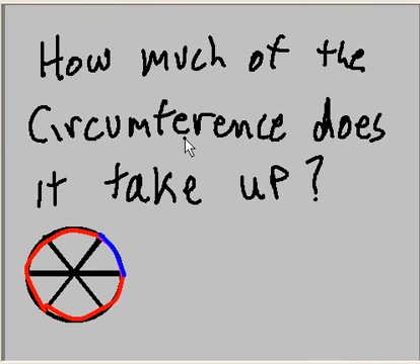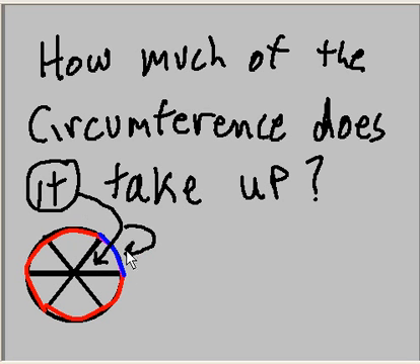How much of the circumference does it take up? The radian angle. How much of the circumference does it take up? And that means the blue part right there. What does that represent out of the red part? The whole.